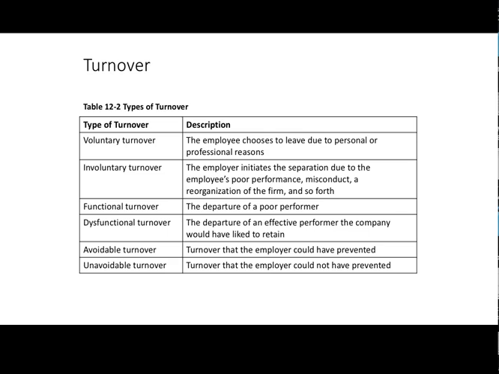Functional turnover is the departure of a poor performer, which means we want high levels of functional turnover if we have poor performers. Obviously, the better job we do in recruitment and selection and socialization, we're less likely to have problems with poor performers, but it doesn't eliminate it entirely. But we do want functional turnover. We want to lose our poor performers. What we don't want is dysfunctional turnover. We don't want good performers to leave.